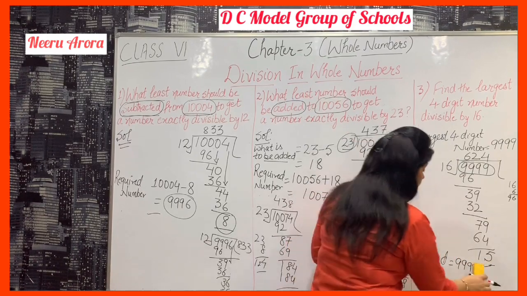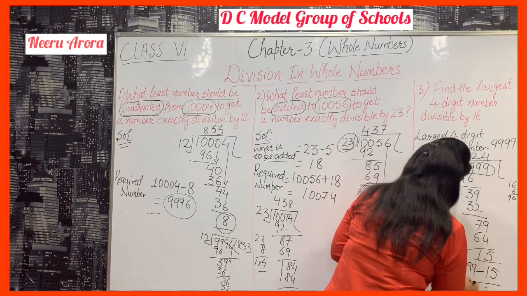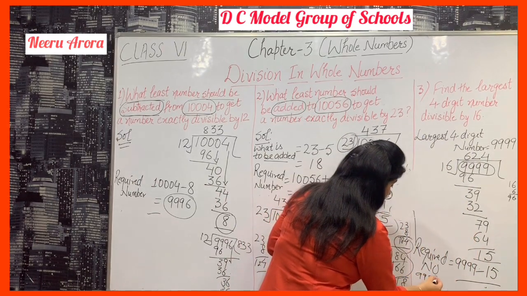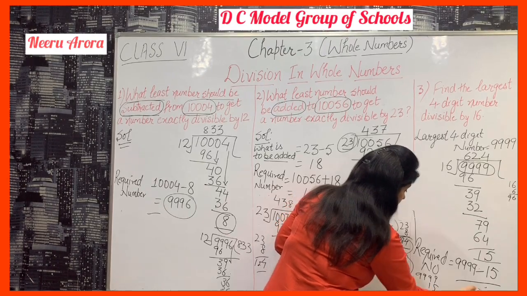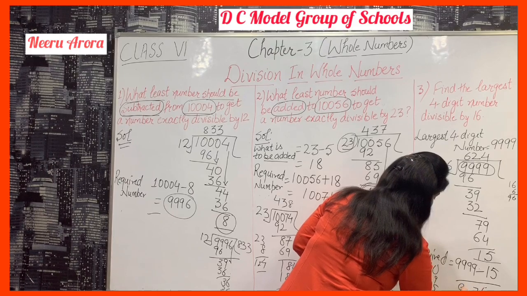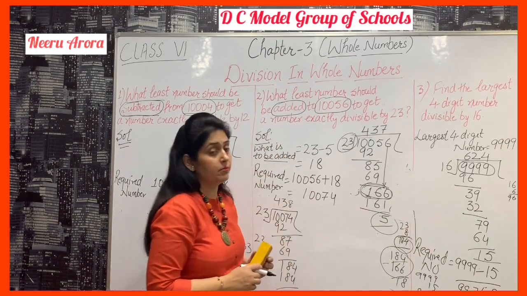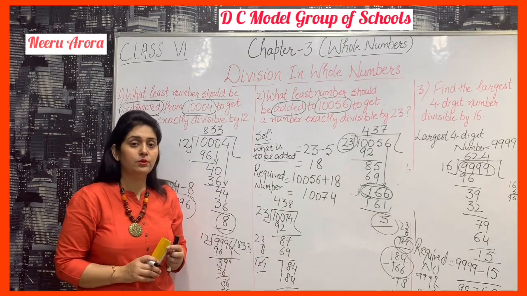And what is the rule for subtraction? Simply subtract the remainder. So here comes 9984. This is your required 4-digit number which is divisible by 16. So I hope it is clear to you. Thank you.